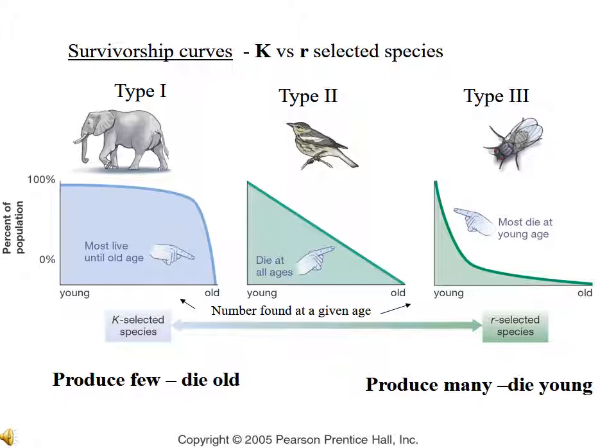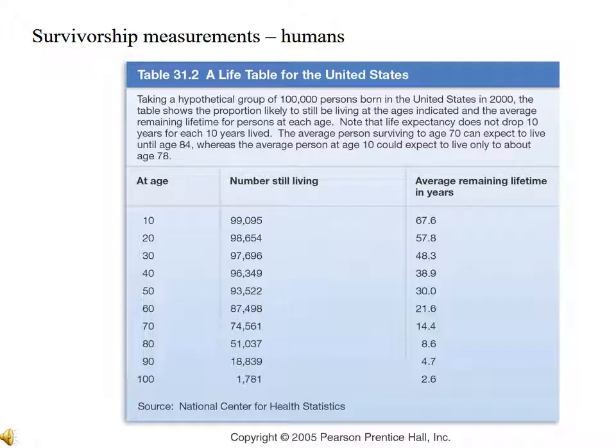If we look at the type 3 selected species, which are basically R-selected, we see that initially we have lots and lots of young, and very quickly the young die off, and there are very, very few old. So to summarize, type 1 selected species produce few and die old. Type 3 selected species produce many and die young. Now, interestingly enough, if we look at the survivorship curves for humans, we can illustrate why we fall into the type 1 survivorship curve.